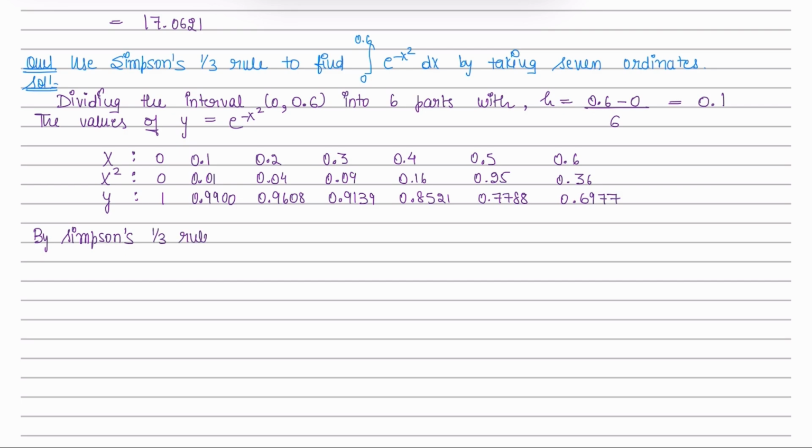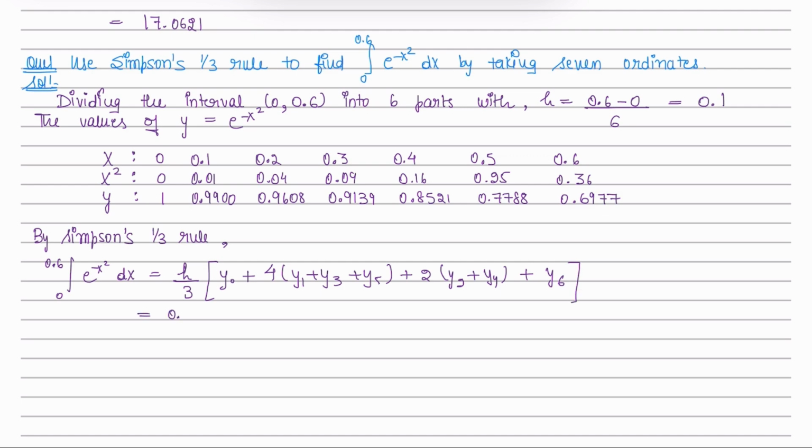one-third rule, the integration from 0 to 0.6 of e to the power minus x square dx will be h by 3 of y naught plus 4 times the odd terms, which are y1, y3 and y5, 2 times the even terms y2, y4 plus the last term.